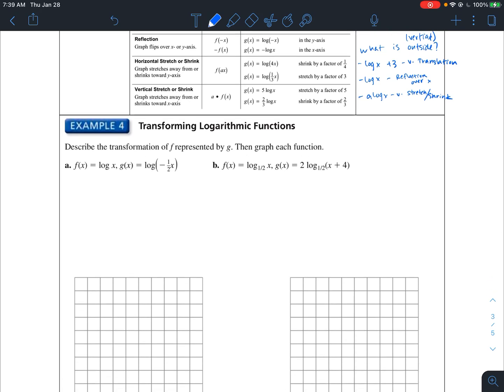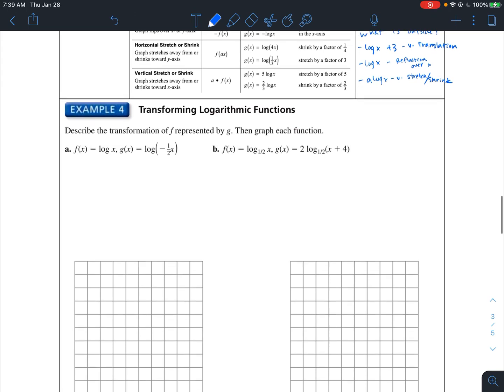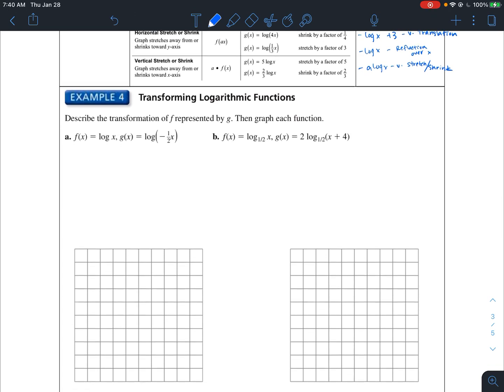So I have f of x is equal to log of x, and g of x is the transformed function. Now, for my purposes, first of all, I want to describe the transformations. So if I describe the transformations, there should be 2, I believe. So hopefully you can maybe take a second, pause the video, and see if you can identify them yourself before I go ahead and spoil it and give it away.